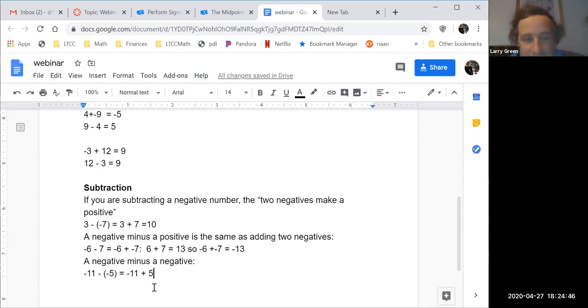Now we have a negative plus a positive. So we have an addition problem where one is negative, one is positive. And when you have one of each, that means you do the subtraction first, and the bigger number gets its sign. So 11 minus 5 is equal to 6. So that means negative 11 minus a negative 5 must be equal to -6, because the bigger one is negative, right? 11 has the negative in front of it.